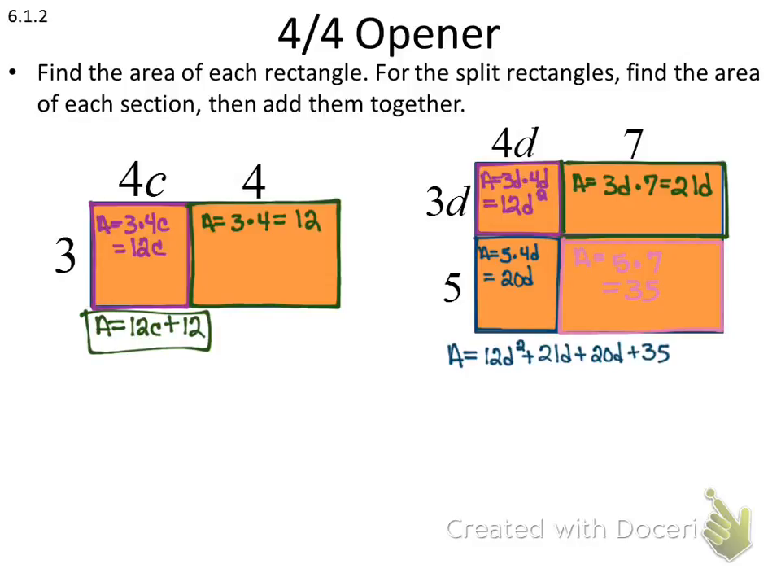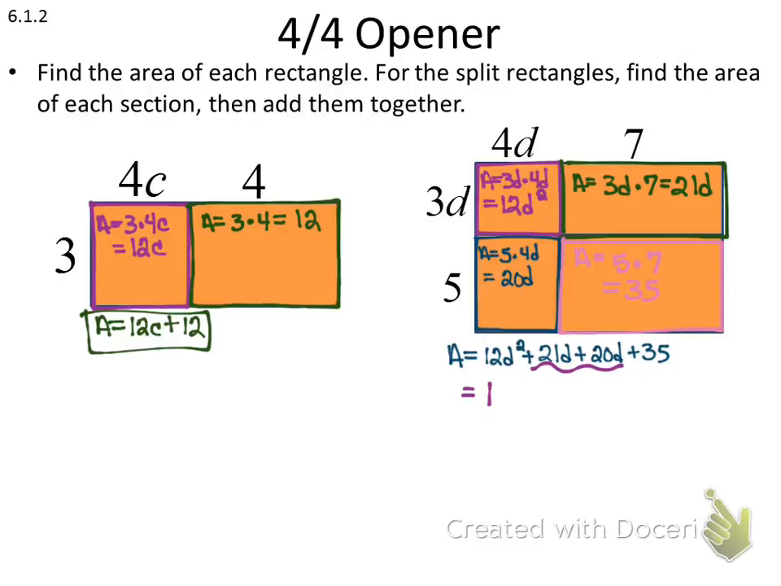Now, before I can say this is my final answer, I need to look and see if I can simplify, if I can combine any like terms. So again, I always go from left to right. I'm going to look here to my left. Do I have any other number or coefficient with the variable d squared? Are there any other d squareds? No. So then I keep looking left to right. Do I have any other numbers that have just the variable d with it? Yes. So I have positive 21d plus 20d, which will equal 41D.